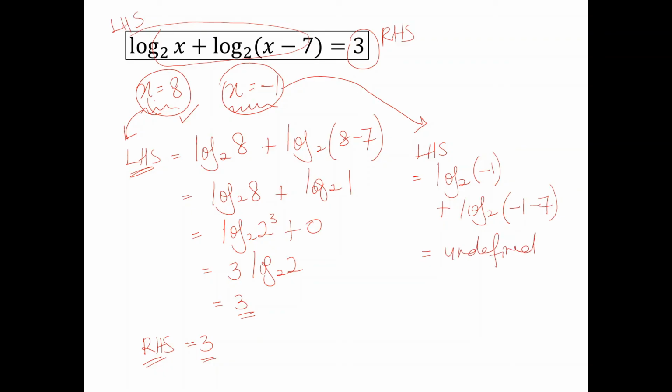So the left hand side is undefined, and the right hand side is equal to 3. So the left hand side is not equal to the right hand side. So we cannot accept x equal to -1. So x is not equal to -1, and we can accept x equal to 8.